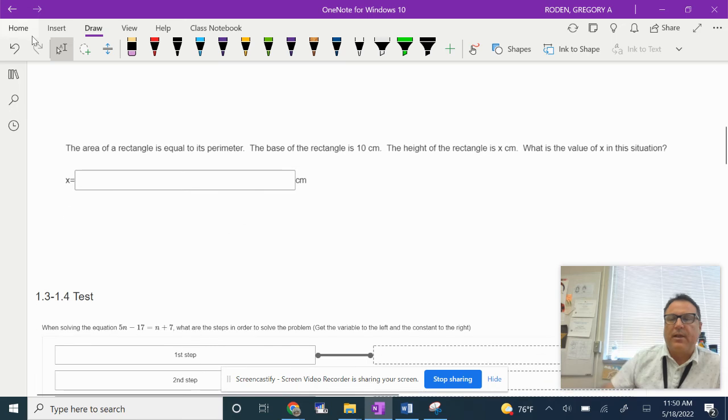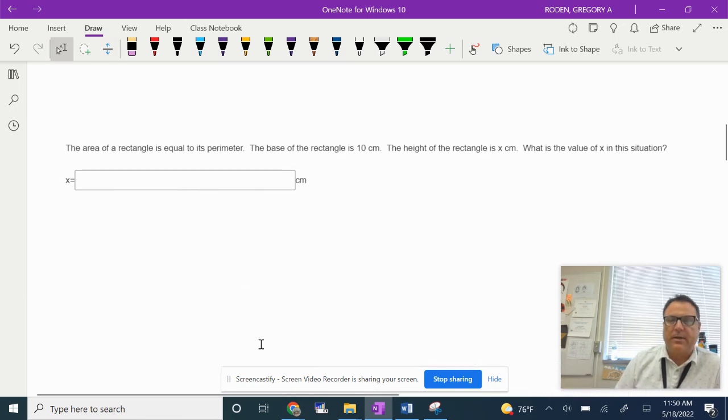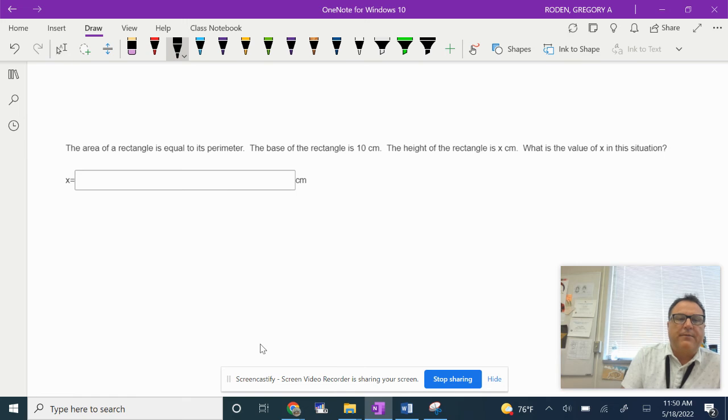Okay, so here's one. A lot of you were dying on this one. It was like you guys couldn't get it. It was so hard, but let's take a look and see what happens. The area of a rectangle is equal to its perimeter. The base of the rectangle is 10 centimeters. The height of the rectangle is x centimeters. What is the value of x in this situation?